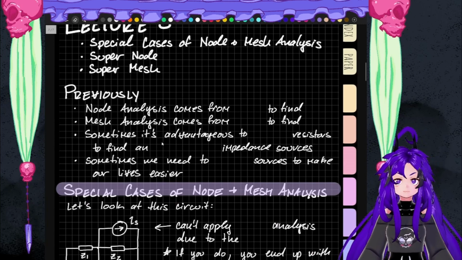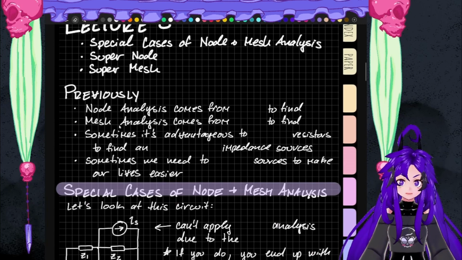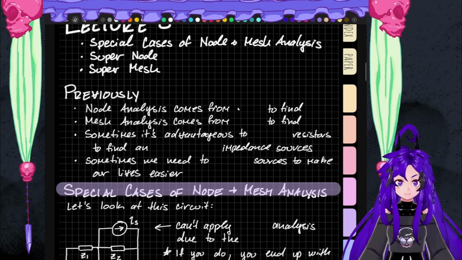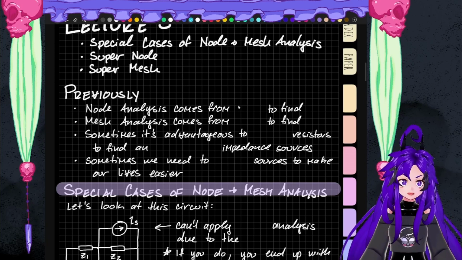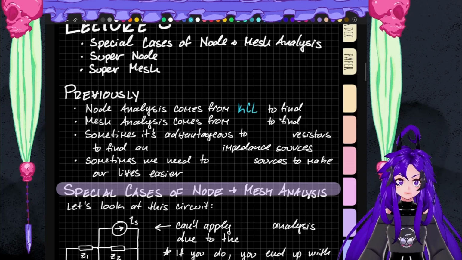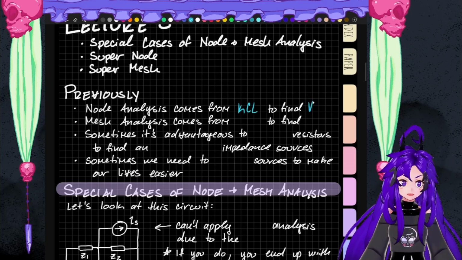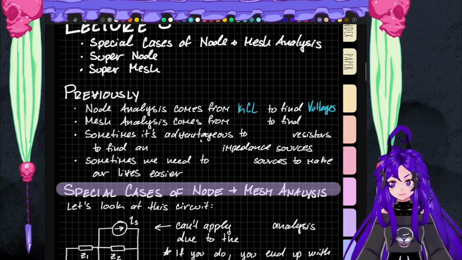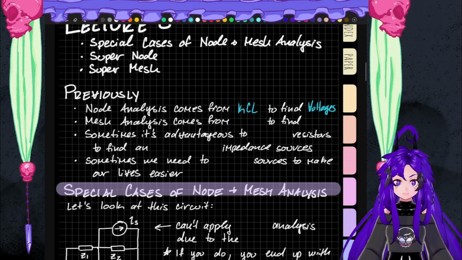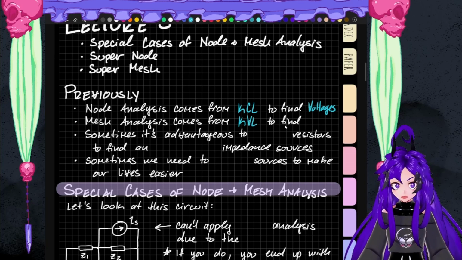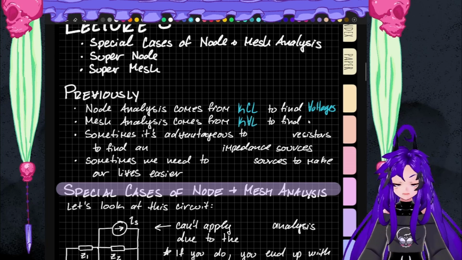So, previously we have seen node analysis and how it comes from Kirchhoff's current law, and that we use it to find the voltages in a circuit, right? And mesh analysis comes from Kirchhoff's voltage law, and we use it to find the currents around a circuit.